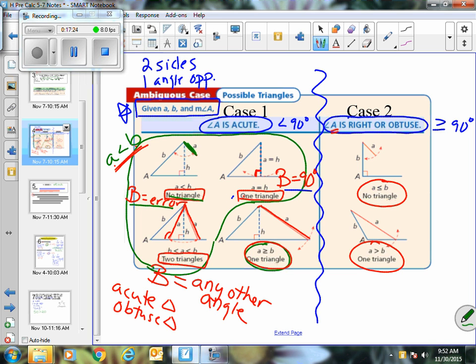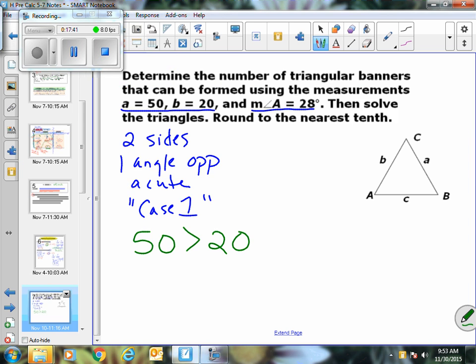Look back at your pictures. We're in case 1 over here, but if the side opposite is bigger, we're down here in this 4th picture. That's so great because that means there's only one way you can draw that triangle. If that side opposite is longer, it can only go one direction. We can't go back the other way. All right, what does that tell me? That means there's one triangle. I don't have to do anything else.